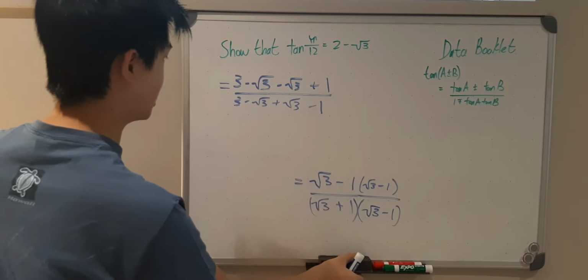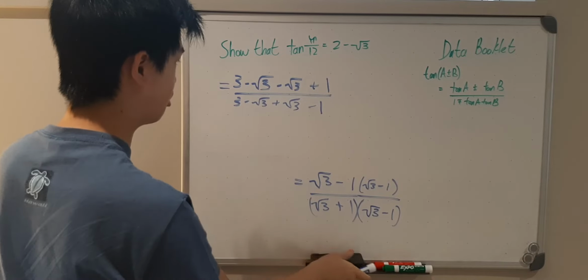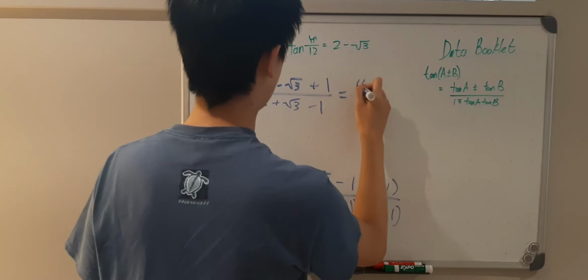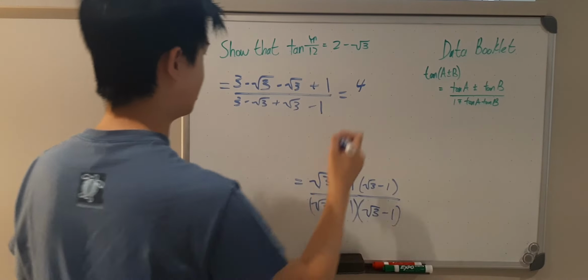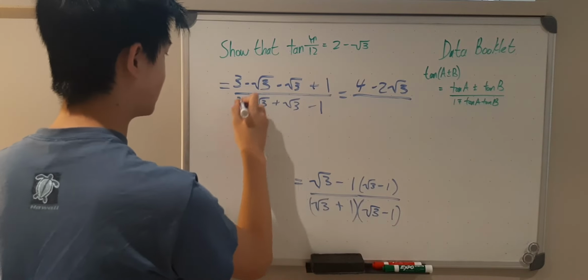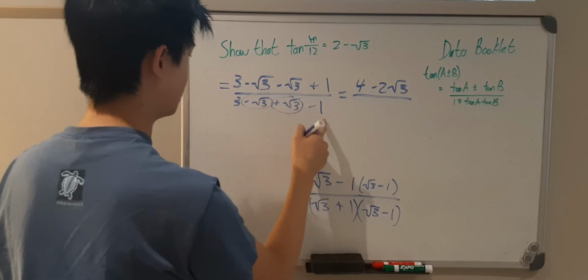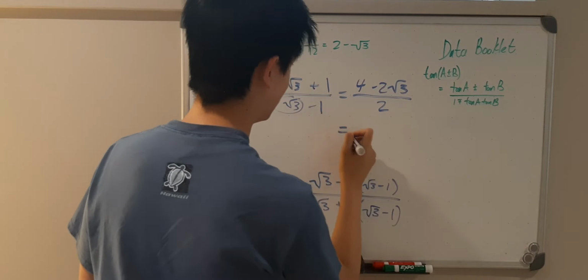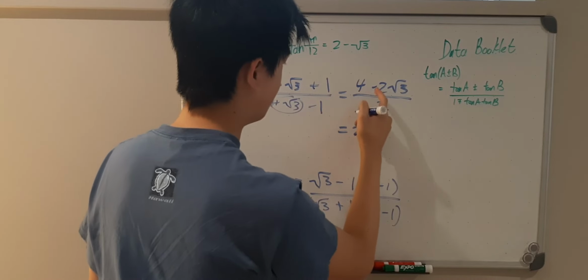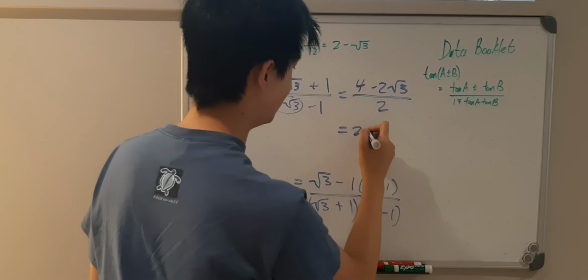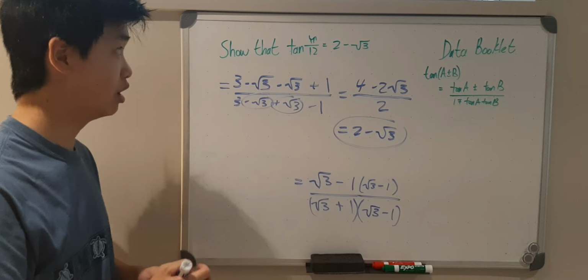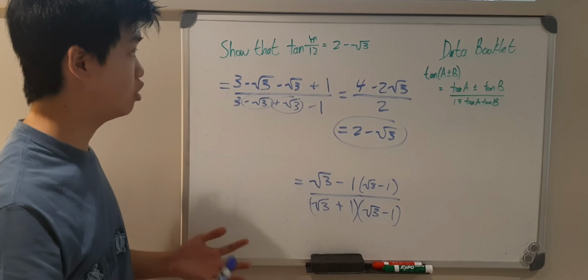So these root 3's cancel out right here. Actually, I'll just create a new step for that. So 3 plus 1 is 4. And minus 2 root 3. And this is going to be over, well, these cancel out, 3 minus 1, 2. Okay, we can apply the 2. So 4 divided by 2 is 2. Minus 2 root 3 divided by 2 is minus root 3. That's how you show that tan pi over 12 equals 2 minus root 3.